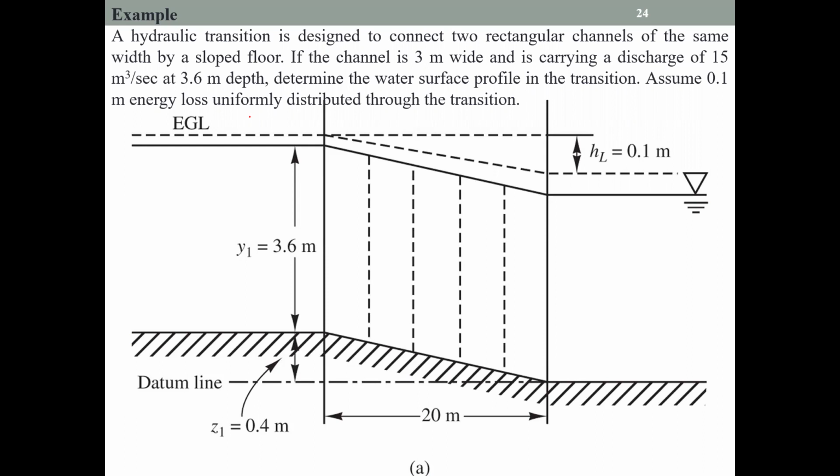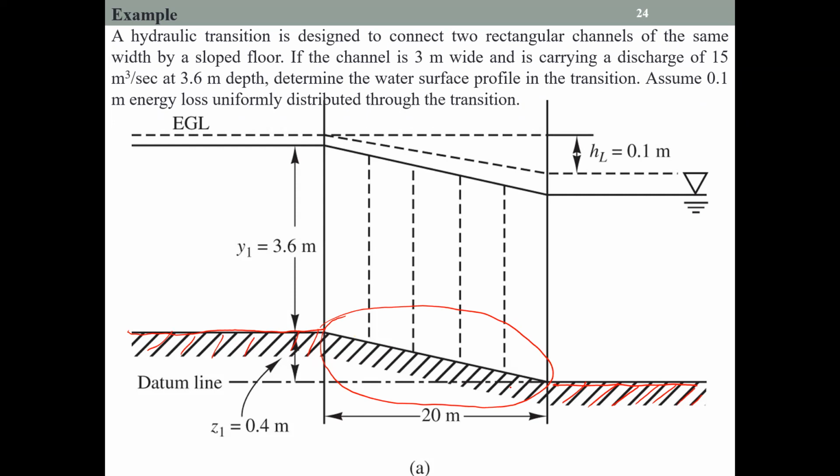You know that, especially in irrigation schemes, we have a very mild slope like this. But in some cases, we cannot avoid this kind of steep transition. Again, we can maintain a mild slope like this. So this transition must be properly designed.